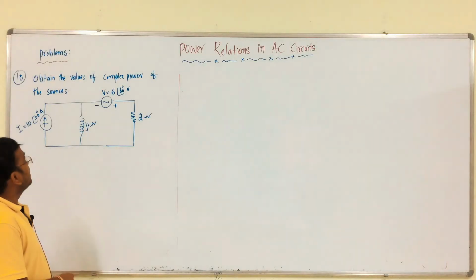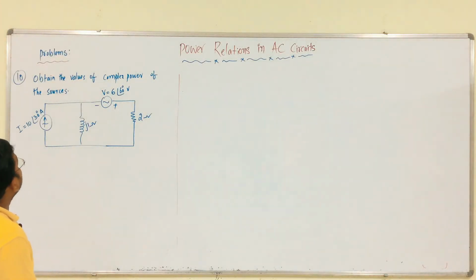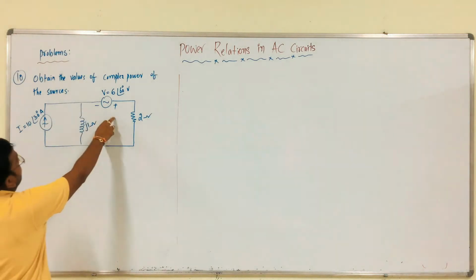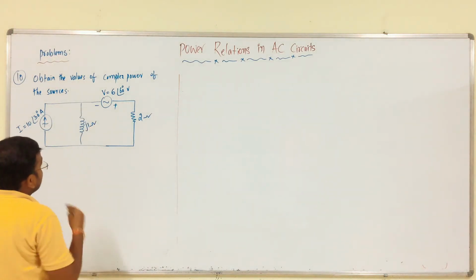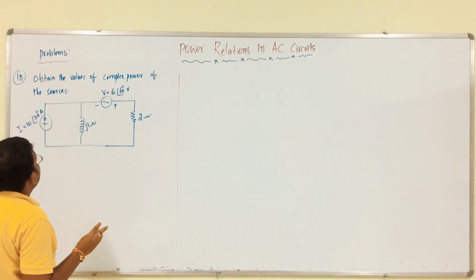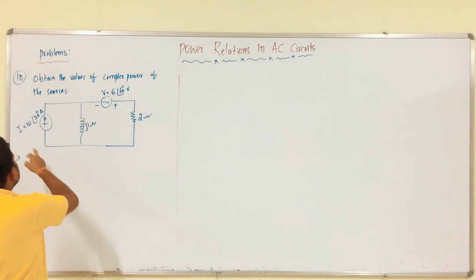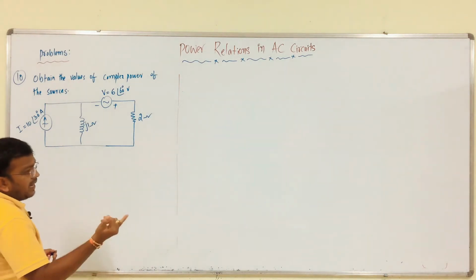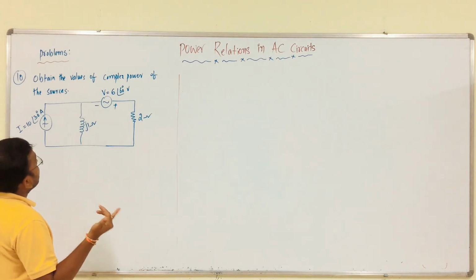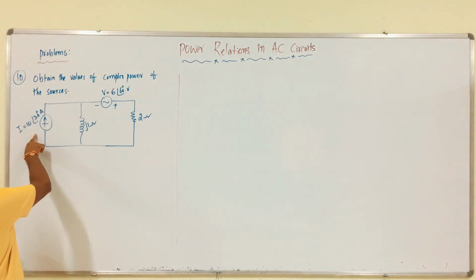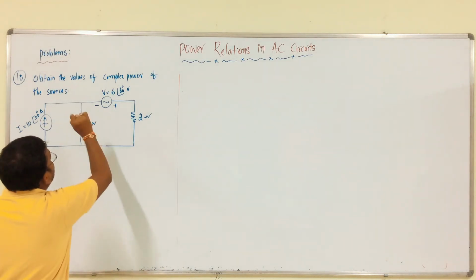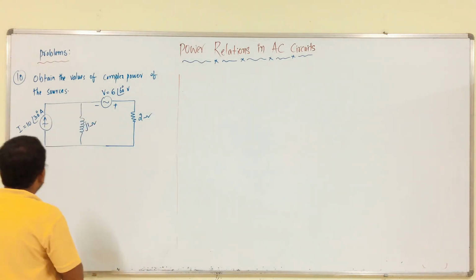Next problem is to obtain the values of complex power of the sources. So, in this problem we have a current source and a voltage source, right? Okay. By using source transformation we can convert this current source into a voltage source, then we have a simple loop circuit. From that we can calculate current, then after getting current, the complex power of this source is one value, and the complex power of this source is another value, right.